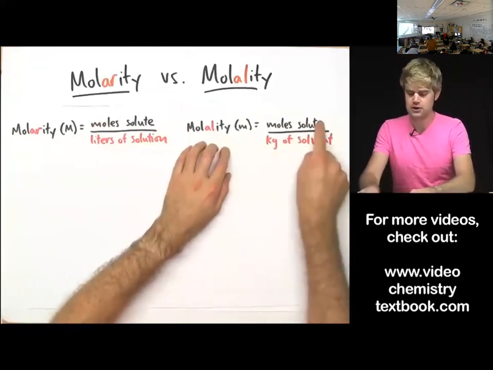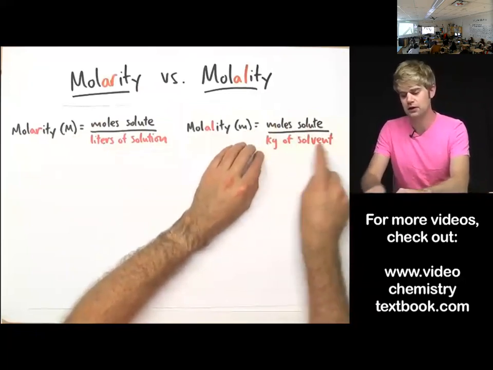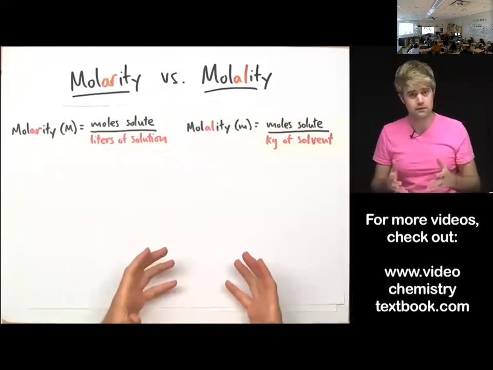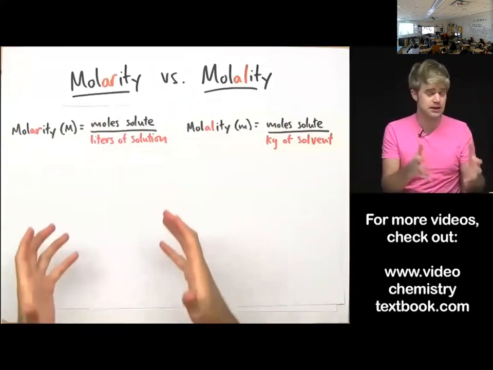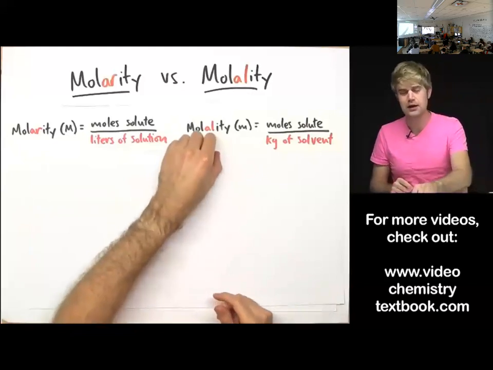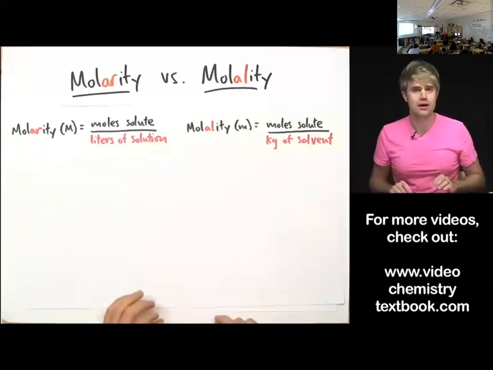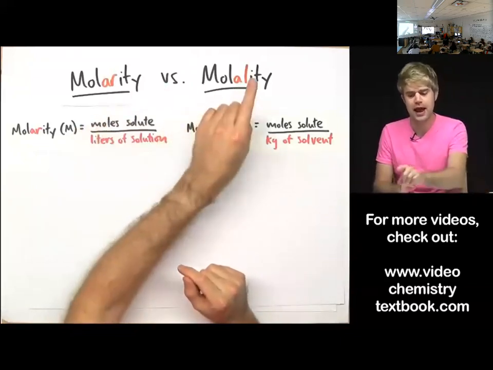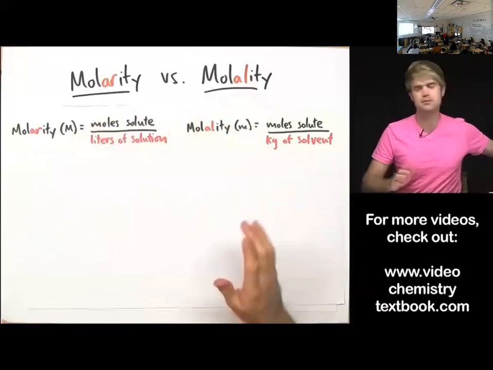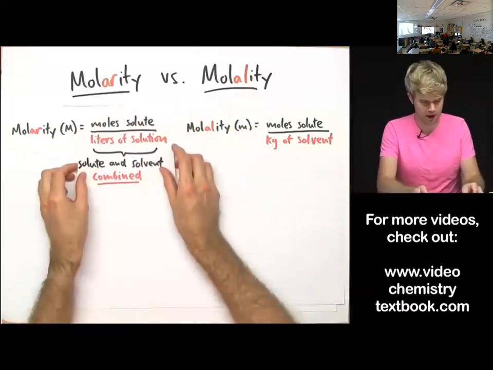Molality, on the other hand, is also the moles of solute that you have, but it's divided by the kilograms of solvent. So molarity is about liters, the amount of space something takes up, whereas molality is about mass, how much something weighs. But there's a more subtle difference between molarity and molality that like always trips people up, and teachers and textbooks love to quiz you on it.